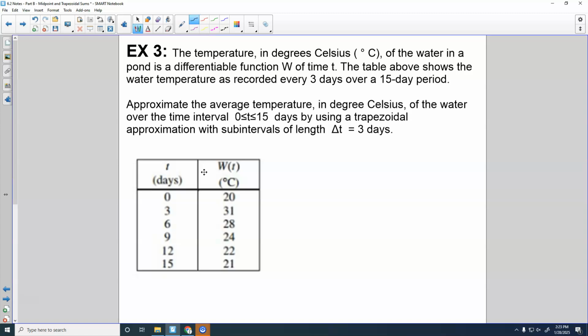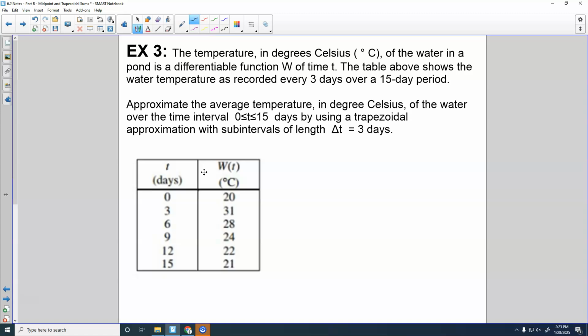Okay, so for this problem, the temperature in degrees Celsius of the water in a pond is a differentiable function, W of time T. The table above shows the water temperature as recorded every 3 days over a 15-day period. Approximate the average temperature in degrees Celsius of the water over the time interval from 0 to 15 by using a trapezoidal approximation with subintervals of length delta t equals 3 days.